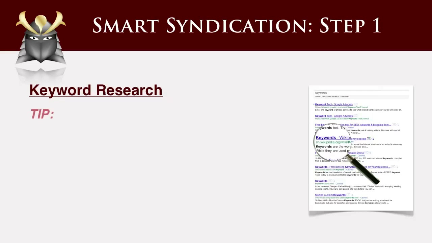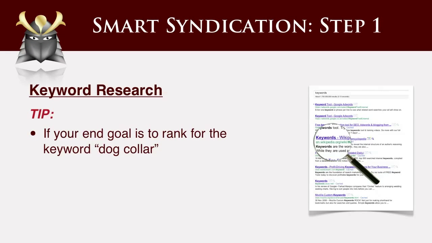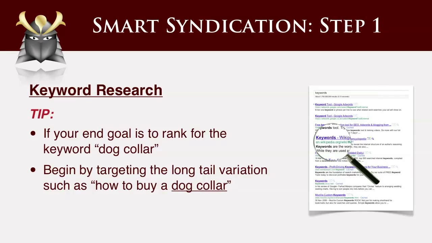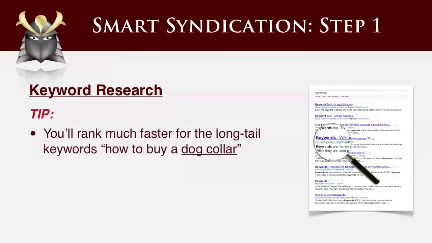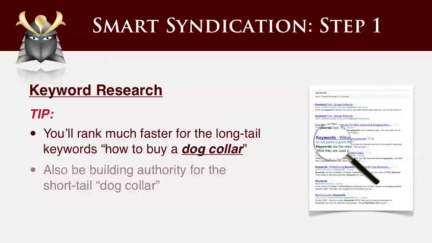One really important keyword research tip is that if your end goal is to rank for a keyword such as dog collar, then you should begin by targeting a long tail variation of that keyword, such as how to buy a dog collar. You'll rank much faster for the long tail phrase, but because the phrase dog collar is contained within the long tail phrase, you'll also be building authority for the short tail version. It's the best of both worlds. You get quick rankings for the long tail keywords, while setting yourself up to rank for the short tail too. This is a simple pro technique that can make a big difference.